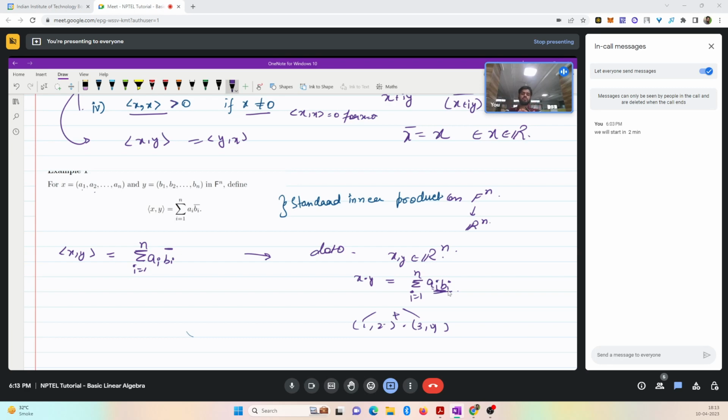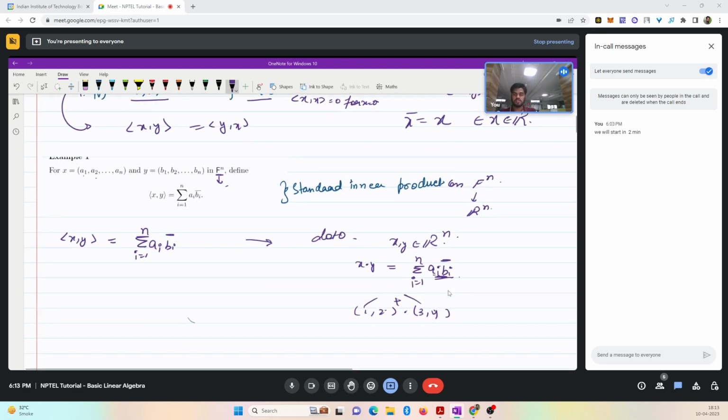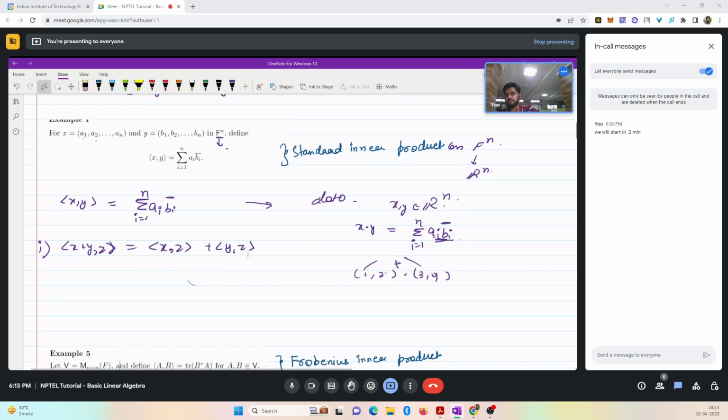So when you extend it to any arbitrary field, then the second component has a conjugate on top of it. If it would have been the complex plane, then this would have been a conjugate. This is how the first inner product is defined. So let's see if this satisfies our properties or not. The first property says that (x plus y, z) should be equal to (x, z) plus (y, z). Let's look at its LHS.